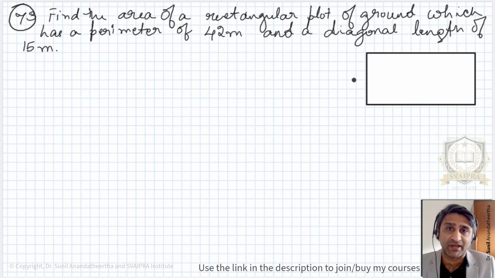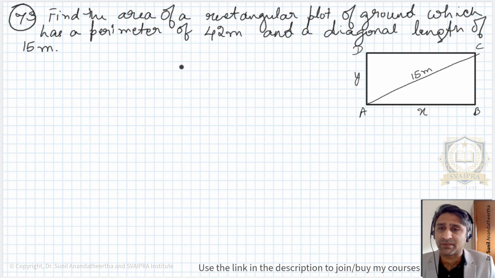So let's name them first. That's going to be y and x. Let's name this as A, B, C and D, and I'm going to have a diagonal which is of length 15 meters. And we are supposed to calculate the area of this rectangular plot.